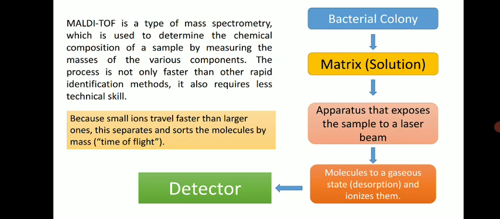So MALDI-TOF is a type of mass spectroscopy. It is a mass spectroscopy technique which is used to determine the chemical composition of a sample by measuring the masses of various components. Here we are going to identify protein molecules, as this technique is based on the protein profile of microbes. By using this MALDI-TOF technique, we can analyze different kinds of molecules, and the main theme behind this technique is that the molecules are converted into gaseous ions, and these ions reach the detector.